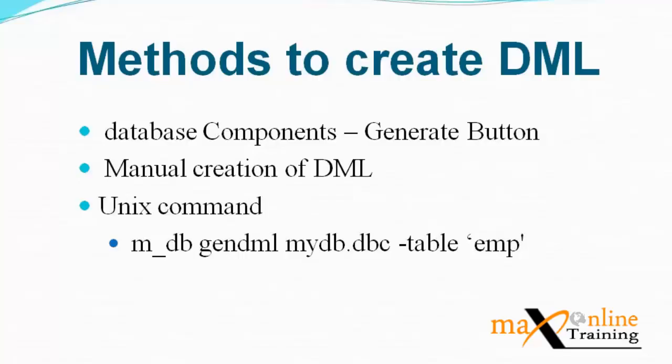So that's what it is shown as a Unix command here. We have a backend command from the Unix prompt that we can use to generate the DML. It is called m_db gen DML mydb.dbc, and then we have to give the table name. It is one of the commands that is used to generate the DML. It uses the parameters dbc file and the table name.